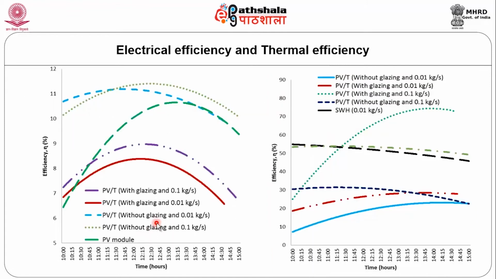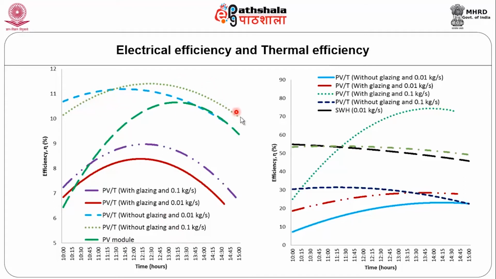And this is about the electrical efficiency and thermal efficiency. Here we see the efficiency in percentage, and from morning 10 o'clock to evening 3 o'clock the readings are taken. This is about electrical efficiency, this is about the thermal efficiency. When we look at this graph, the PVT system without glazing, when the flow rate is 0.1 kg per second, gives better performance.